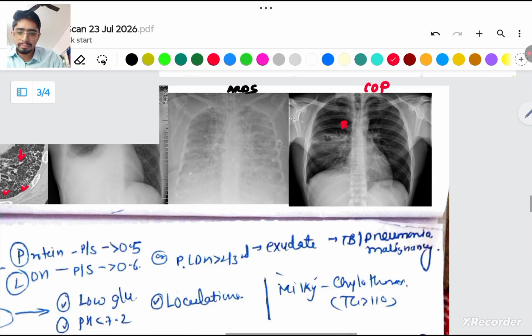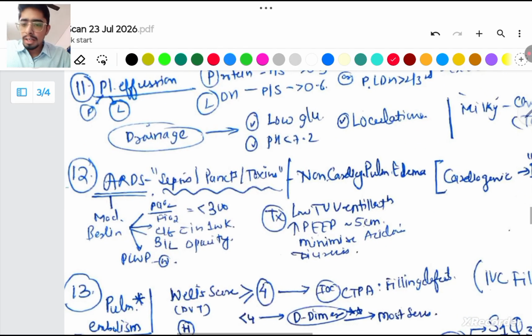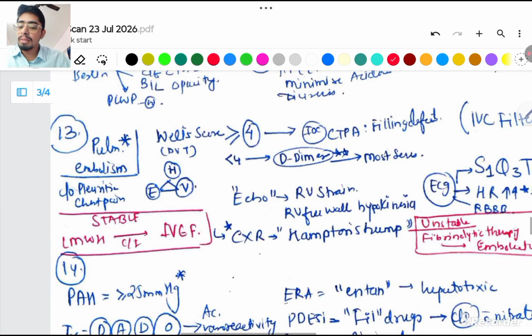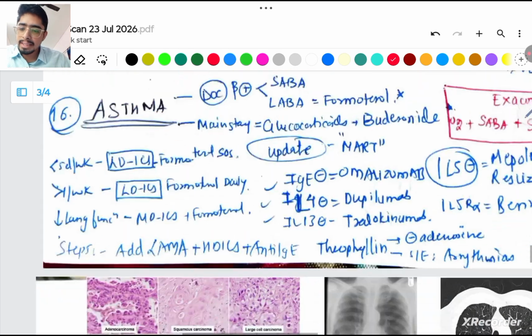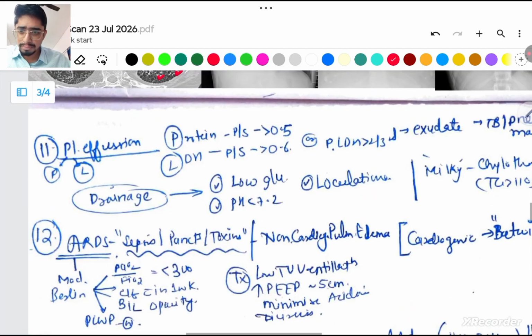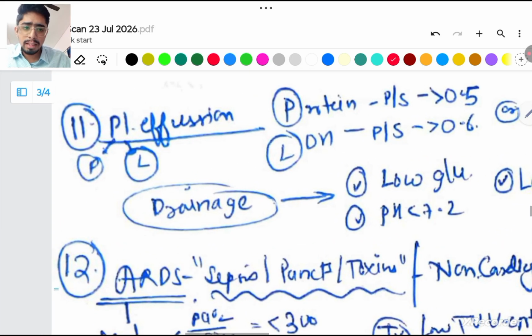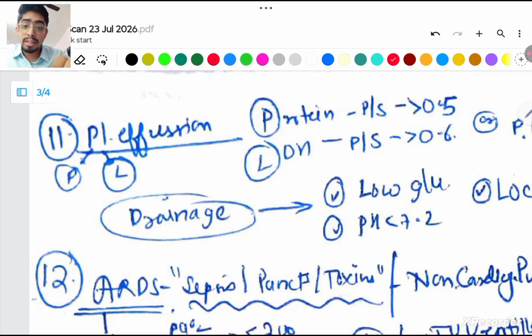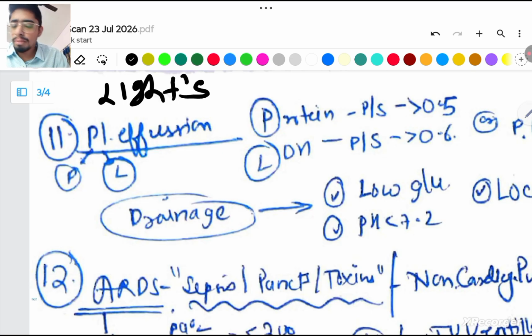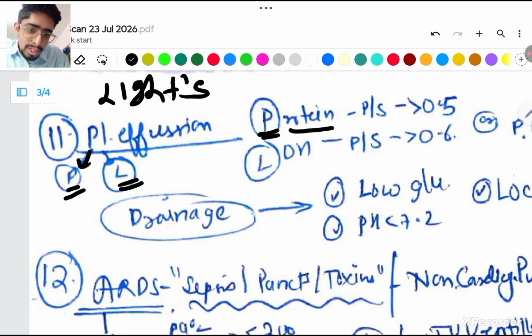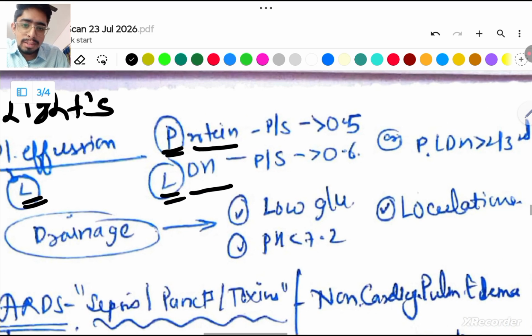Let's talk about pleural effusion, ARDS, pulmonary embolism, PAH, pneumonia, asthma. Pleural effusion. What is the trick to remember the criteria of pleural effusion? There is Light's criteria for pleural effusion, in which you can remember the points by simply two letters: P and L, PL for pleural effusion. P stands for protein, L stands for LDH. This is very simple.